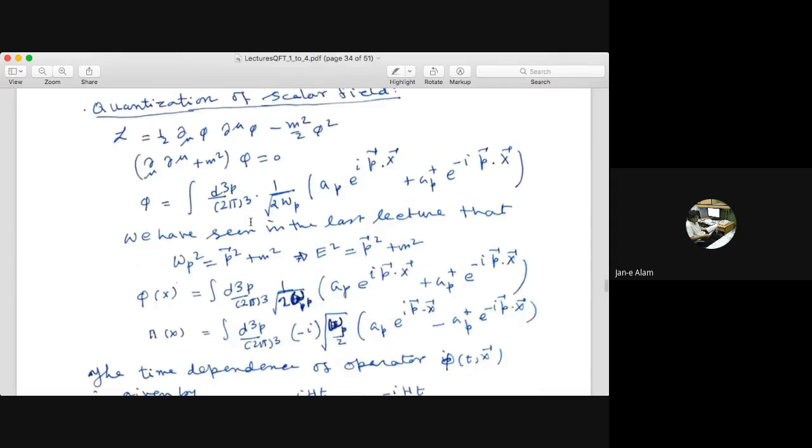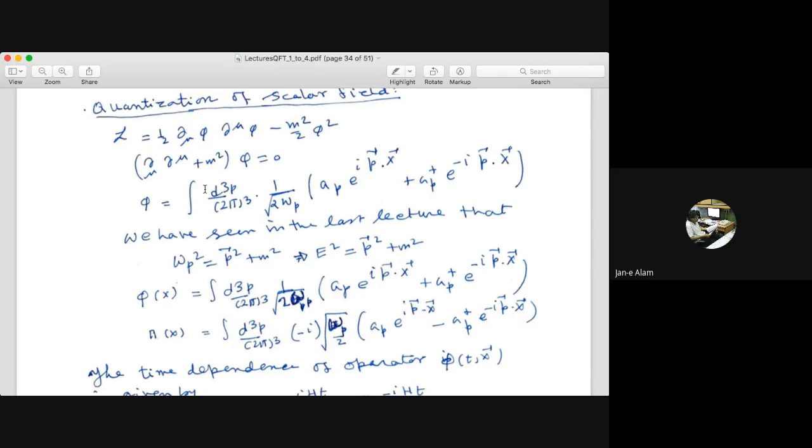Now, I have shown that if I take a Fourier transform of this equation with respect to the spatial coordinate x, then it becomes a harmonic oscillator. Yesterday you saw that the frequency of the harmonic oscillator is omega equal to the square root of p squared plus m squared, and since p can take an infinite number of values, this Fourier transformed equation represents an infinite number of harmonic oscillators. So an infinite number of degrees of freedom has already come into our theory.